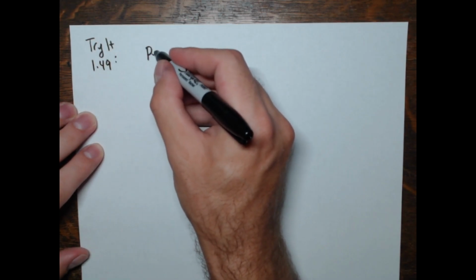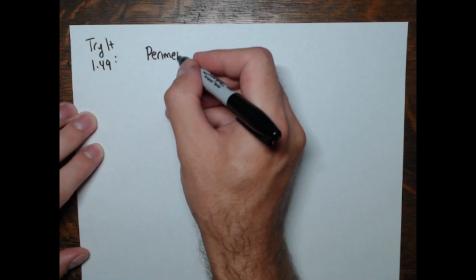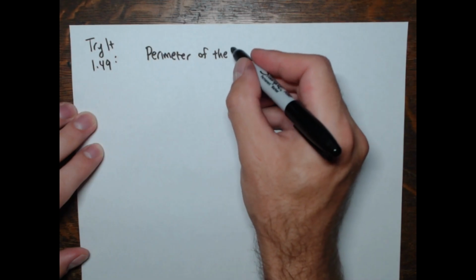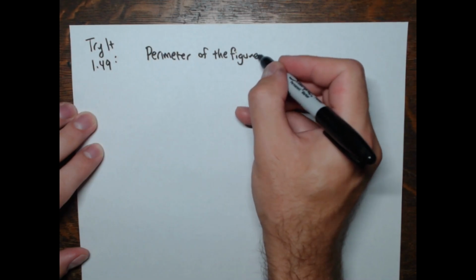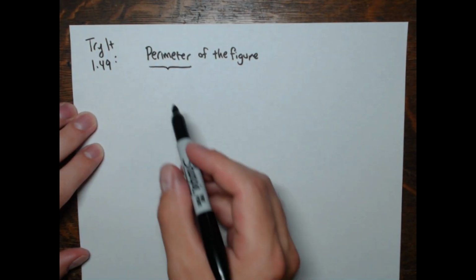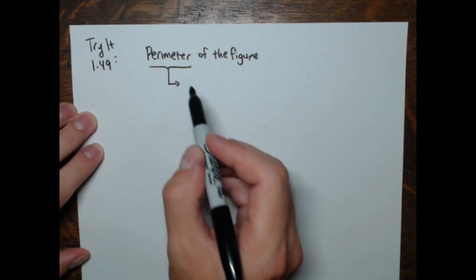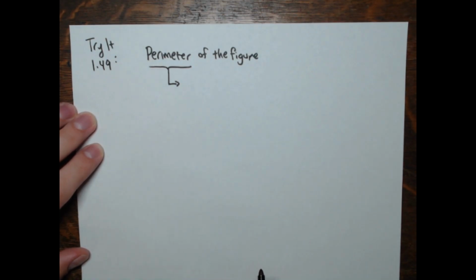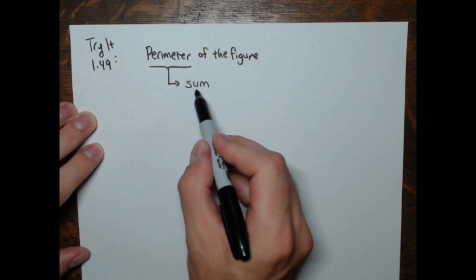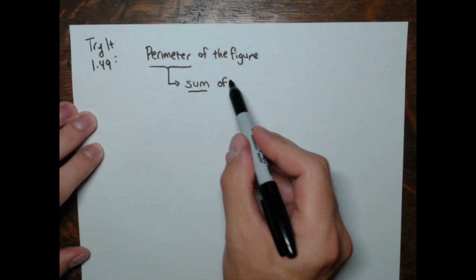So once again, we're asked for the perimeter of the figure. And we see the word perimeter, that is key. What does perimeter mean, right? This is the distance around the shape, the sum of all the side lengths.